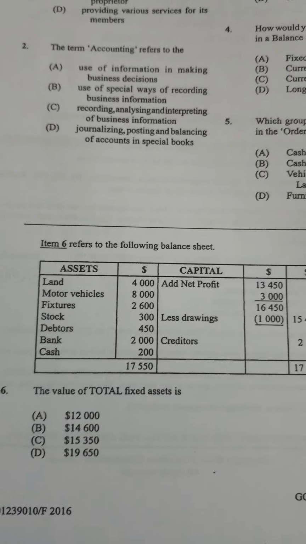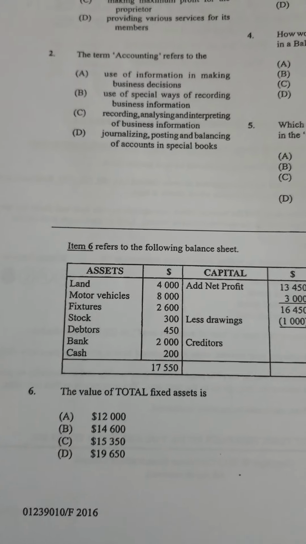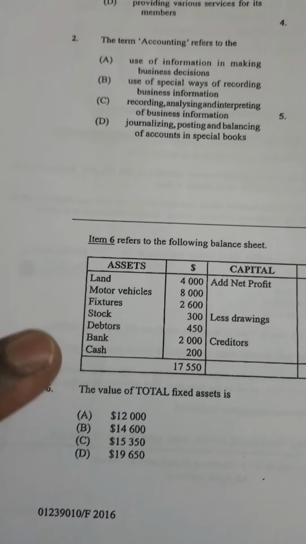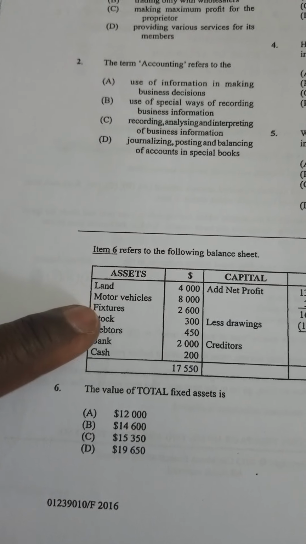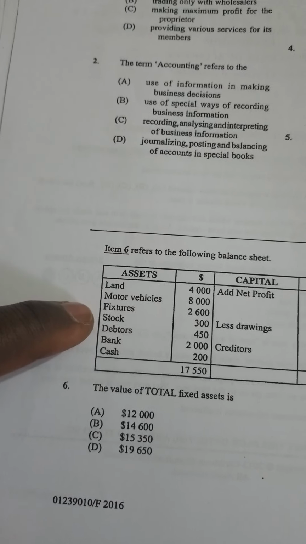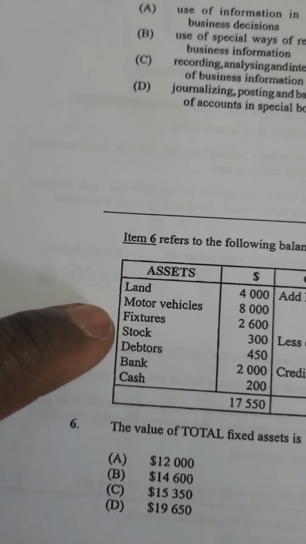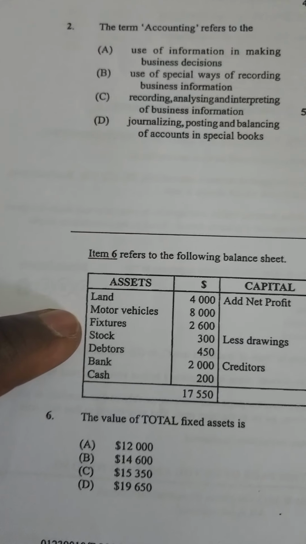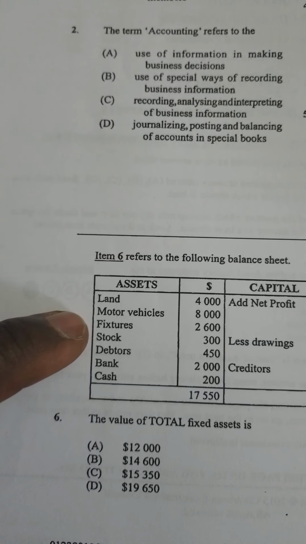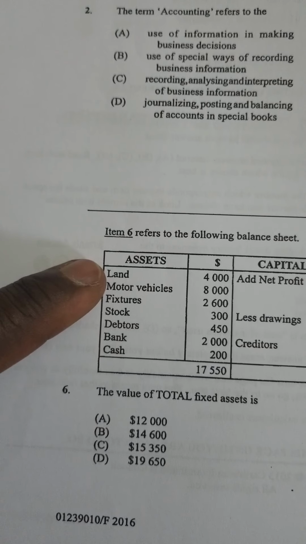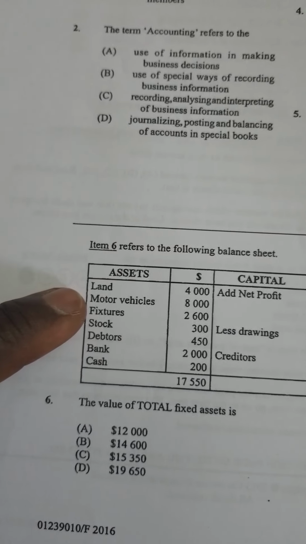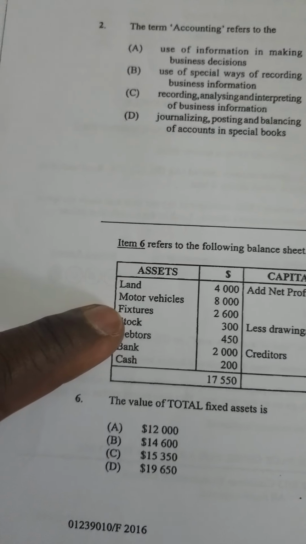What we have to do now is to identify the fixed assets, that is land, motor vehicles, and fixtures. Yes, those are the 3 fixed assets in the question. They're asking about fixed assets. So it is land, motor vehicles, and fixtures.